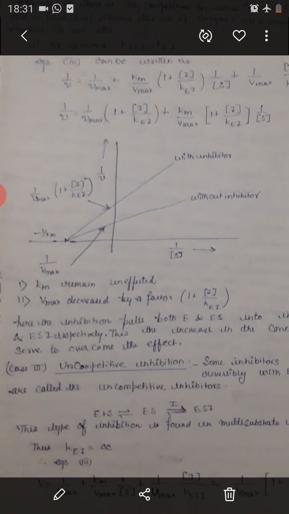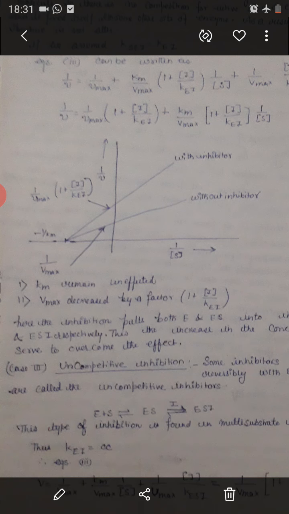Up to now we have discussed enzyme kinetics, the Michaelis-Menten equation, the Lineweaver plot, as well as enzyme inhibition. Further we will continue with enzymes, and we will discuss various other important enzymes and their activity.